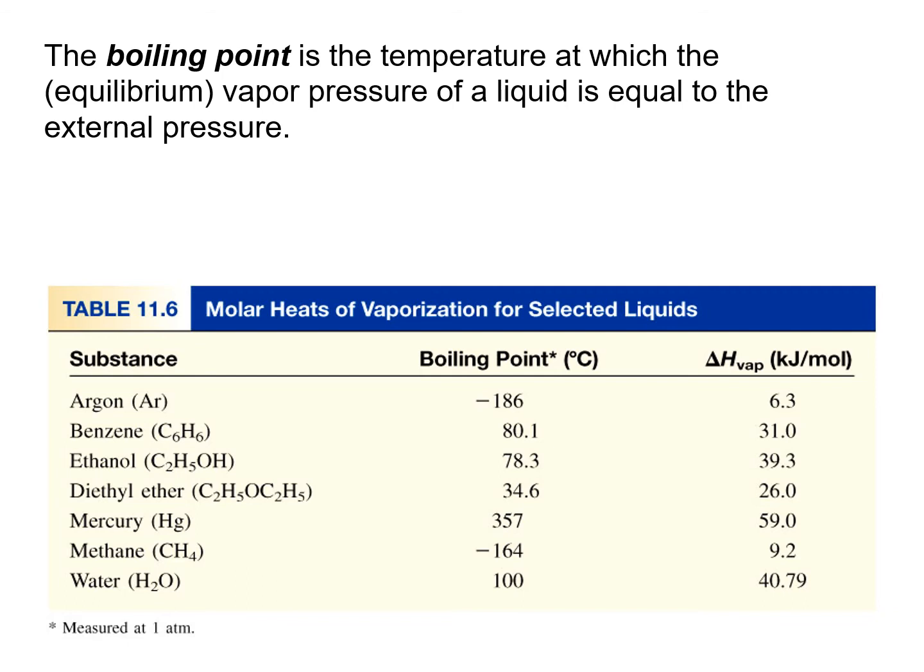So what is the boiling point of a liquid? This is the temperature at which the equilibrium vapor pressure of a liquid is equal to the external pressure. So that vapor pressure above the liquid is equal to the atmospheric pressure. Okay. So boiling point can vary.